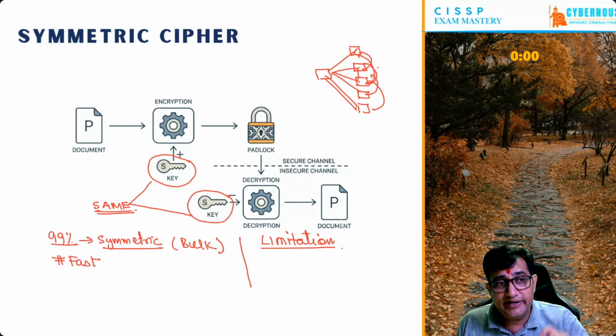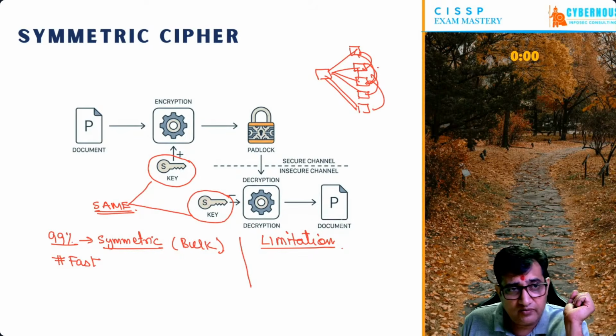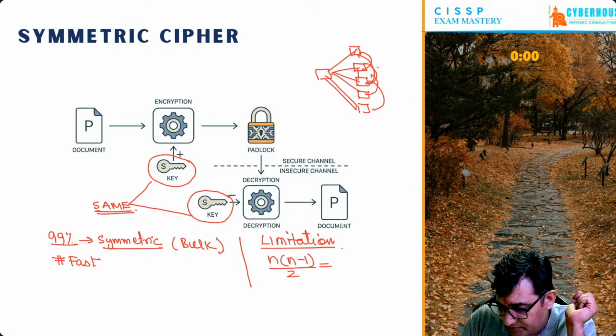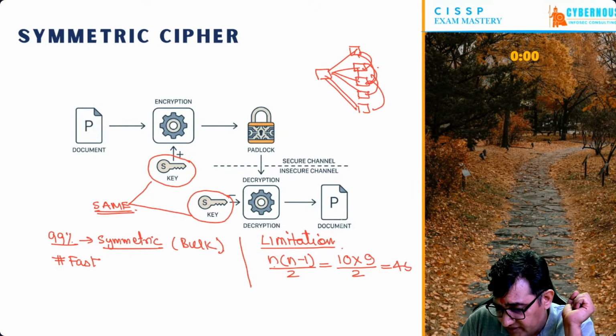You know how many symmetric keys will you require in this case? That is n into n minus 1, divided by 2. For example, if there are 10 people, then we have to use 10 into 10 minus 1, which is 9. That means 90 divided by 2 is equal to 45 keys.